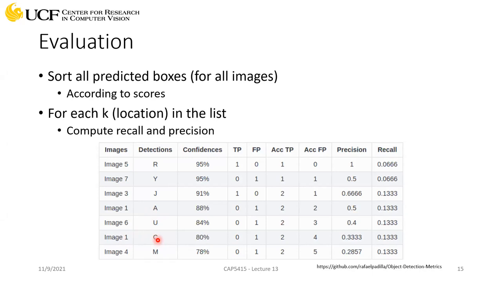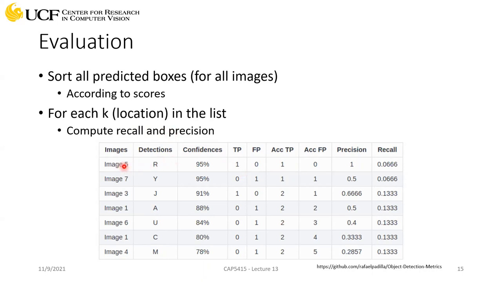So you can have multiple detections, all right? Once you have this sorted list, the second step is you're going to go over all the locations in this list, which means all of these detections essentially. For each row, you will compute recall and precision. Let's see how we can do that.